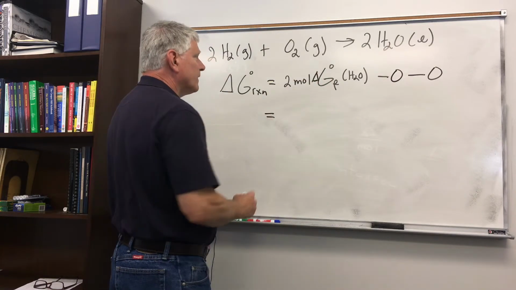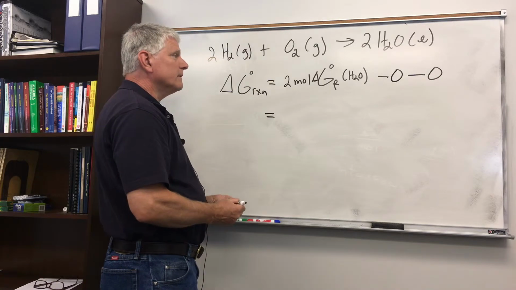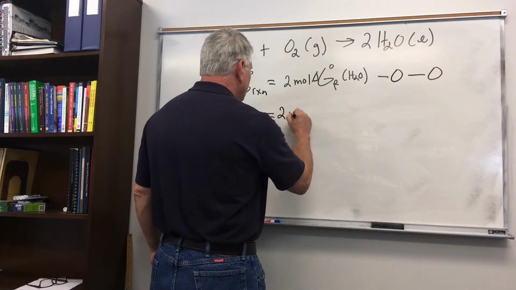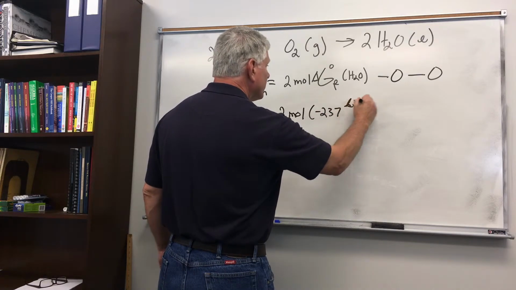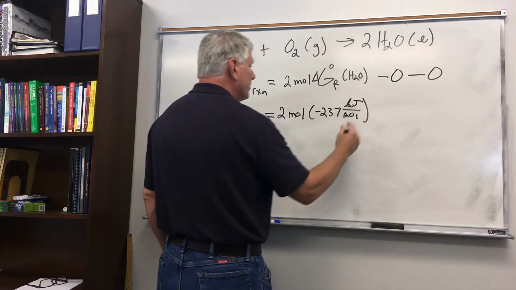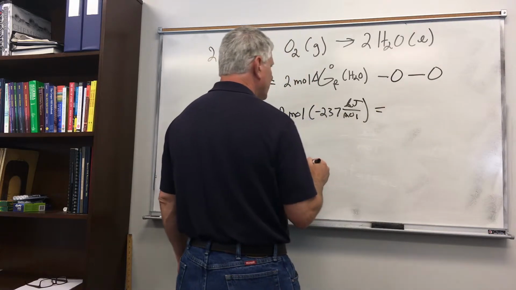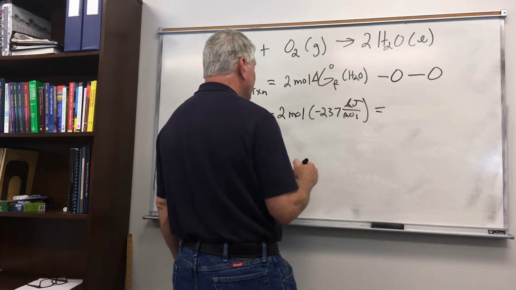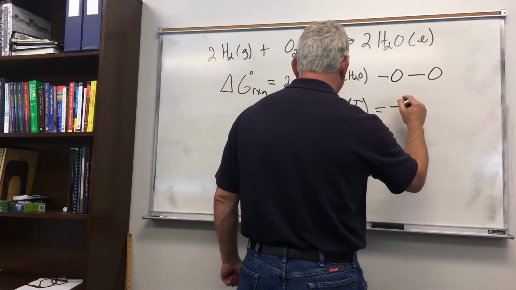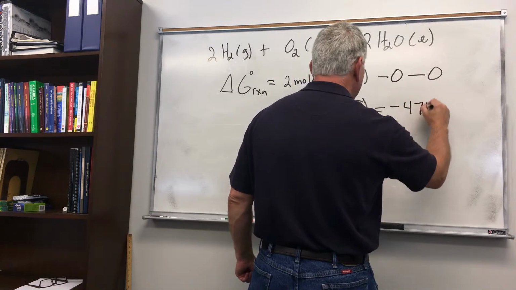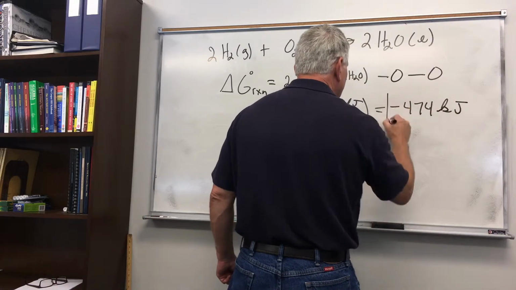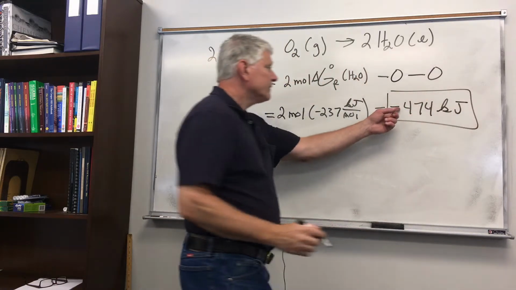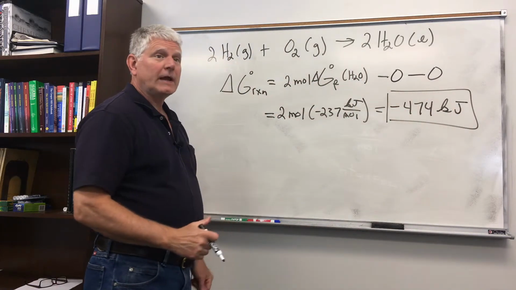So if we do that, water liquid is minus 237 kilojoules per mole. So this reaction has a delta G formation of negative 474 kilojoules. So we see that it's negative, so this is going to be a spontaneous reaction.